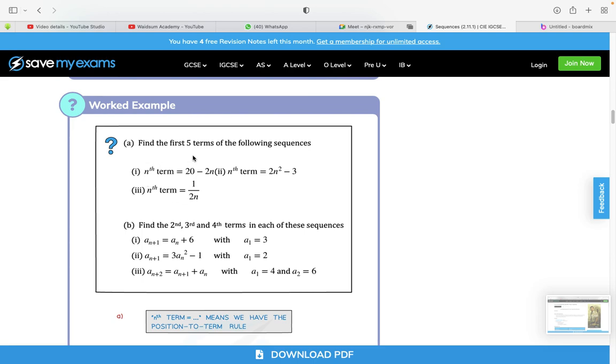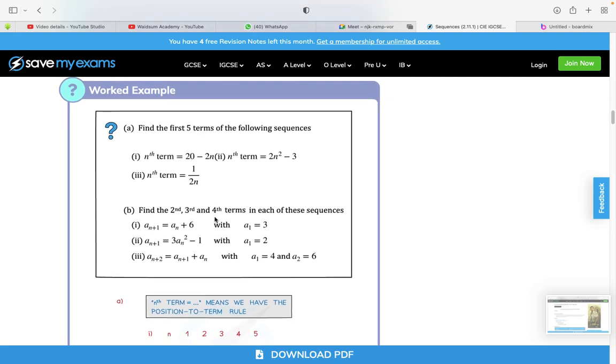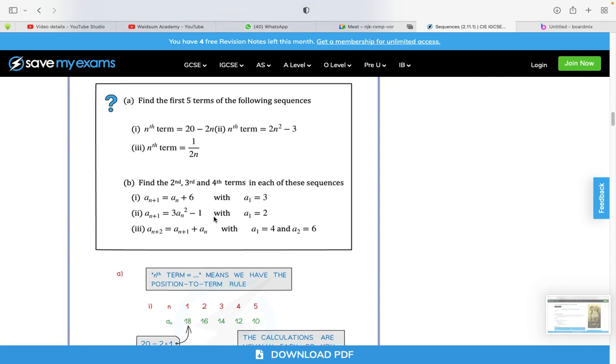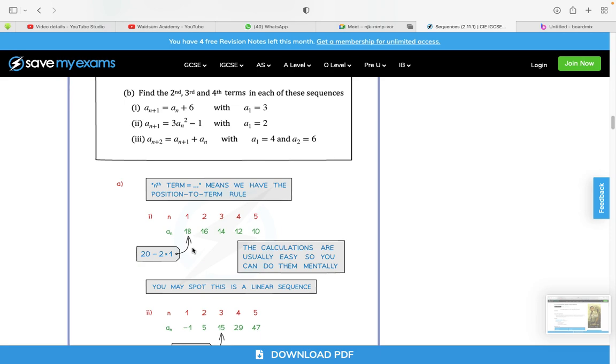Find the first 5 terms of the following sequence. The nth term is equal to 20 minus 2n. Let's take a look at that. This is a position to term rule. Once they give you the nth term, it means we have a position to term rule.